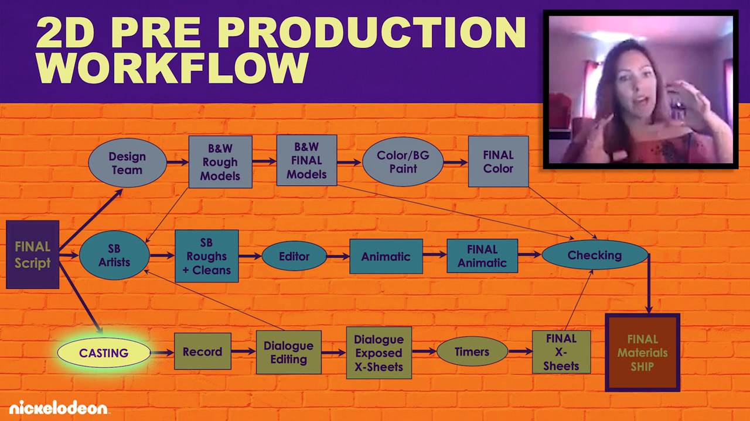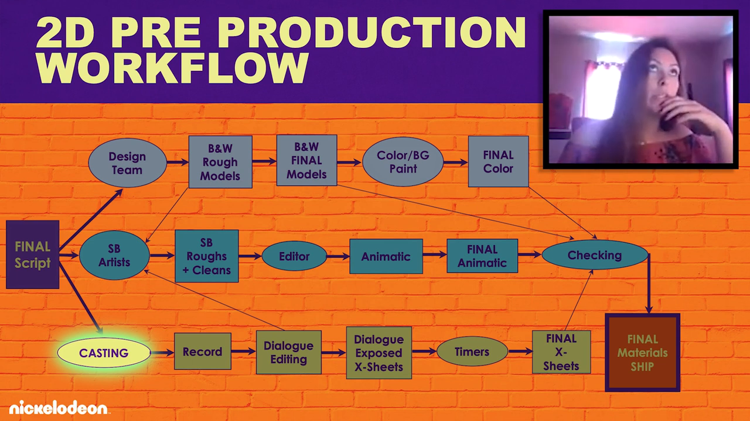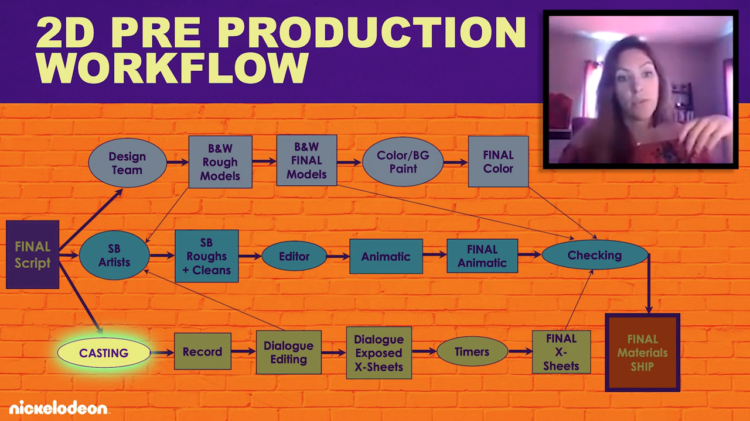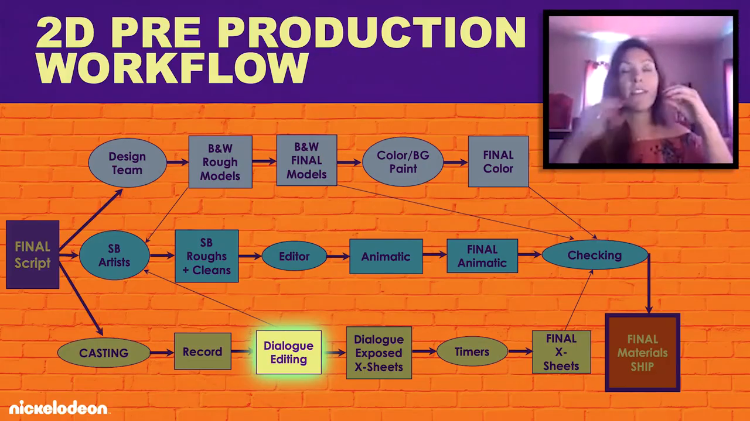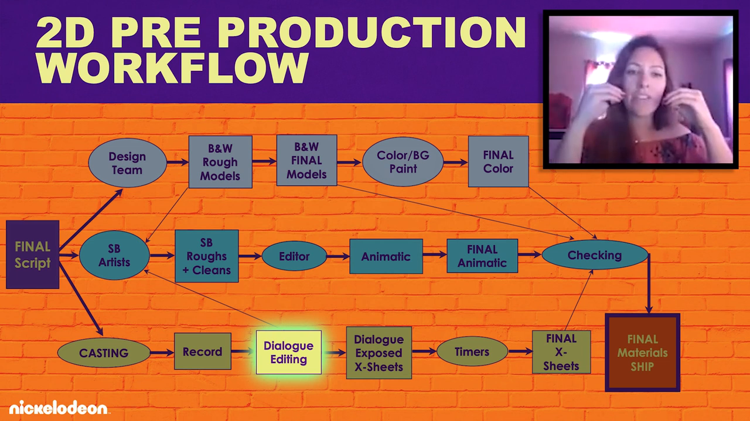Those two things are happening while casting is doing their version of the script breakdown. They're breaking it down now for voices. Then they're going out to talent agencies and asking for auditions so that we can determine who we want to cast in those voices. And then we go to records. The dialogue is then edited by dialogue editors, because in our normal speech patterns, we tend to make clicking or smacking noises with our mouths, like when we open them.